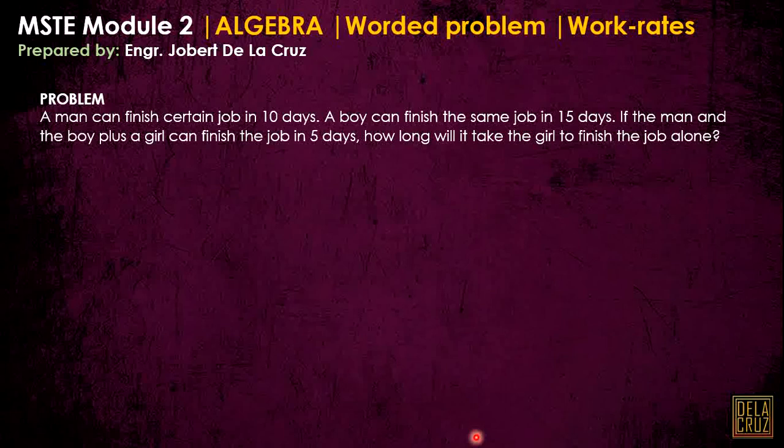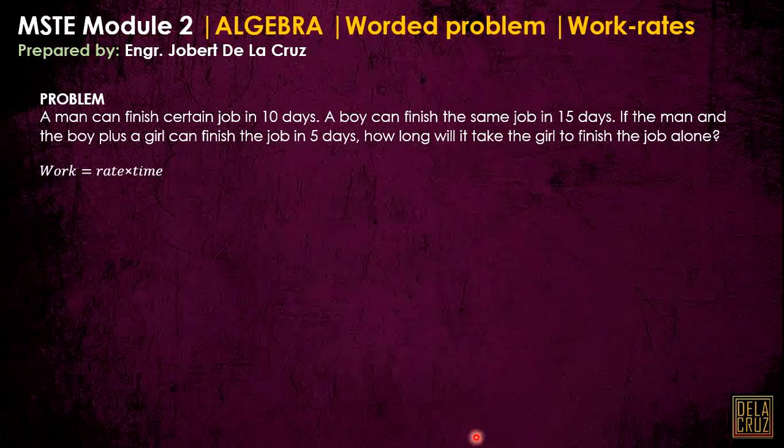Okay, let's go to the work rates problem. A man can finish a certain job in 10 days. A boy can finish the same job in 15 days. If the man and the boy plus a girl can finish the job in 5 days, how long will it take the girl to finish the job alone?